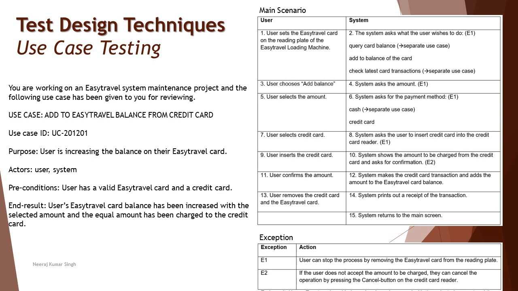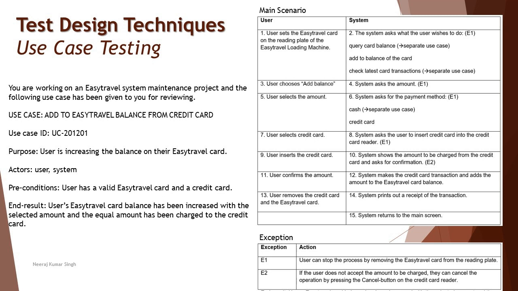Let's talk about the real use case. How do we write them, or how do we use them in terms of defining our test cases? So if you see here, the scenario talks about a very sequential execution of how this operation will take place, how this transaction will happen in reality. So step one, the main scenario is the user sets the easy travel card on the reading plate of the easy travel loading machine. The next step happens at the system level, where the system starts reading it. So the system reads the data of the travel card and asks the user what they wish to do.